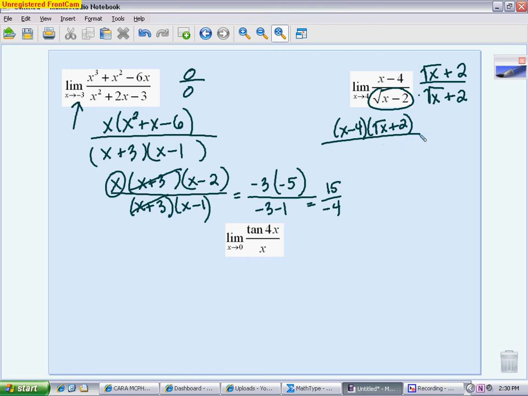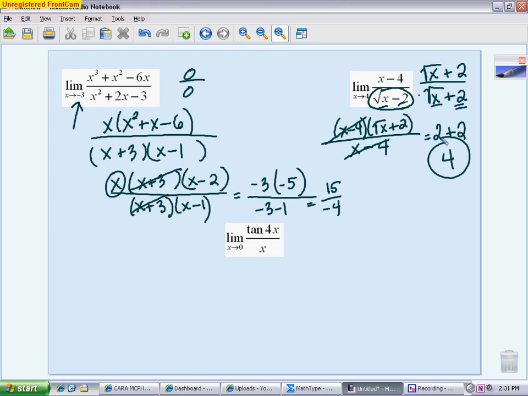On the bottom, when I go to FOIL it, I only need to do the first and the last, because the outer and inner cancel. So if you think about the letters in FOIL, you're only doing the F and the L. So square root of x times square root of x is x, and -2 times +2 is -4. And what you've done now is create a factor that is on the top and the bottom that will cancel. Now when you go to put 4 in, you get the square root of 4, which is 2, plus 2, which is 4.